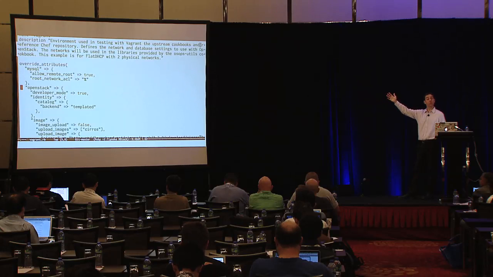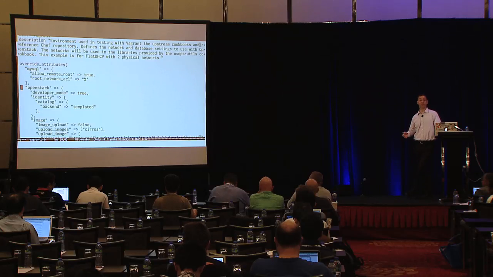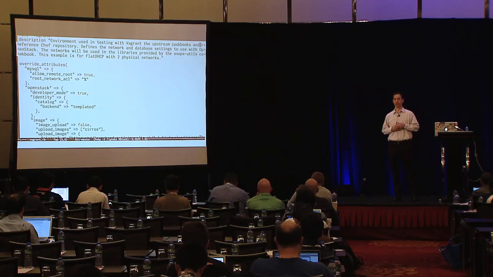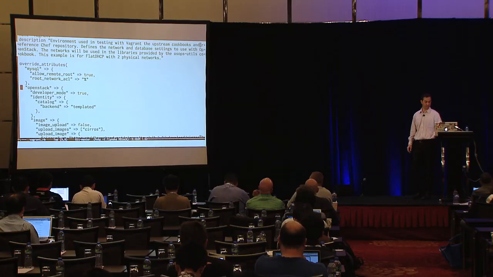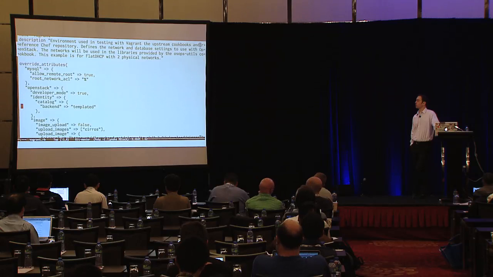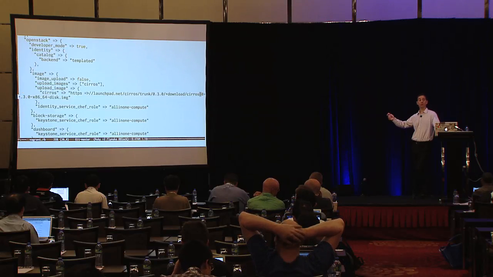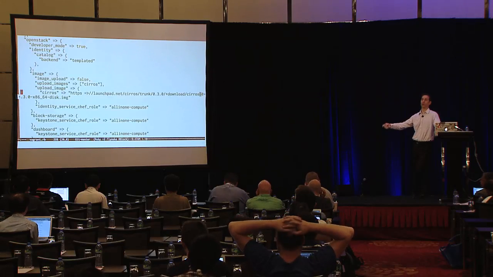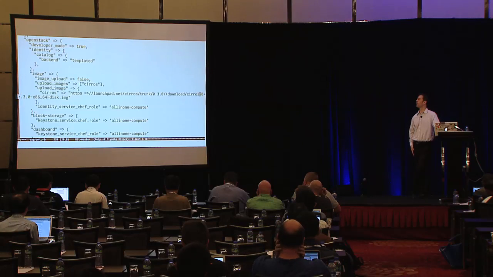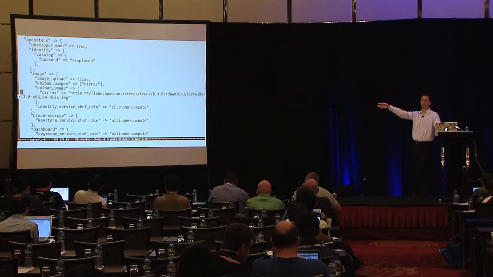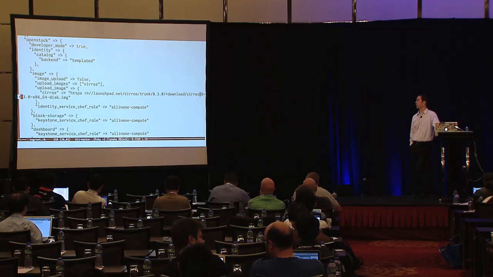If you're unfamiliar with Ruby, this is how Ruby does hashes, with a little hash rocket there. We are in developer mode. This means that the passwords are things like password or secret. There are more complex alternatives to how you configure this. We're just using the developer mode. Our identity attributes, we're using the templated backend. Our image attributes, we're not uploading images on the fly. You could set this to true, and it would go and upload the Glance images when the node runs. And then each time it would check to see if these are there. You could have a list of different images to upload with your URLs. In this case, we're just doing Cirros, which is the one from the docs for example deployments.